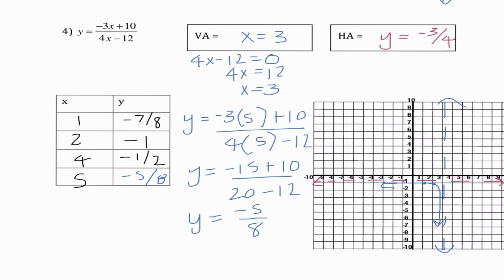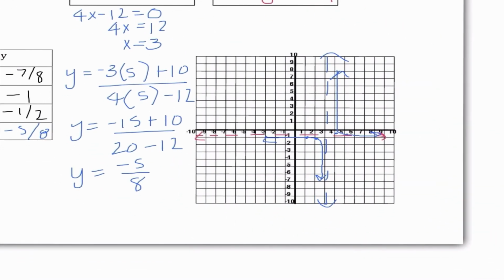The other one is going to be 4, negative 1/2, which is going to be just above that asymptote. And then 5, negative 5/8, which is even closer to the asymptote. So that is what our function here would look like.